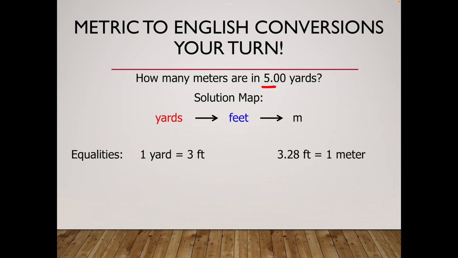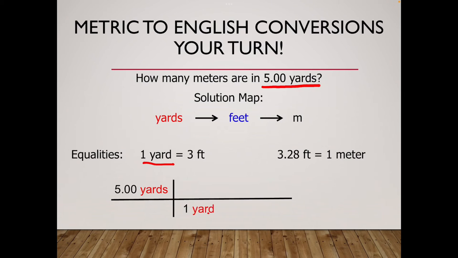All right, so we are starting this with 5 yards. So that's what's gonna go in the beginning of our train track. Okay, remember, yards needs to cancel yards. So down to the right, that will be where yards goes. So 1 yard will go down there and 3 feet will go on the top. Because remember, when things are equal, they're getting stacked in our train tracks. Okay, we make sure yards cancels yards and then we're left with feet. But we're not done because we're left with feet and we were trying to find meters. So we have to keep going. And so we'll use this other conversion, right? There are 3.28 feet in 1 meter. So again, feet cancel feet, and we are left with meters.